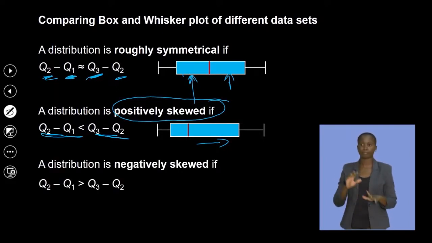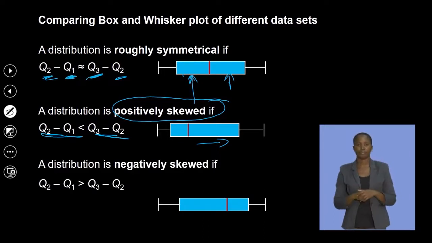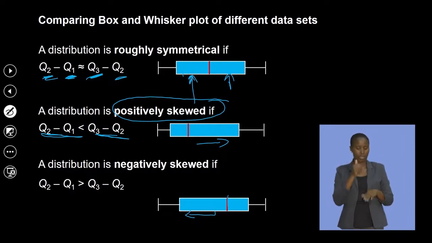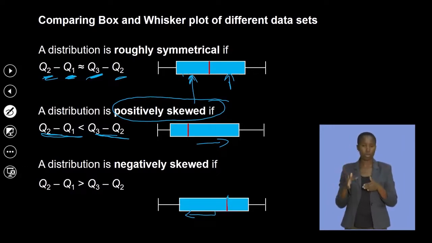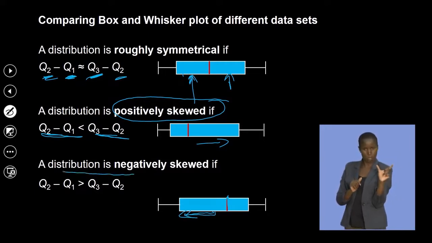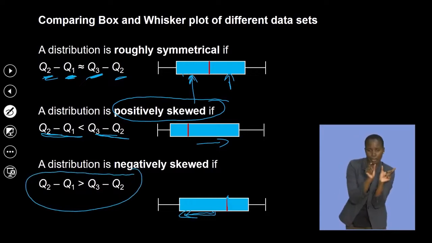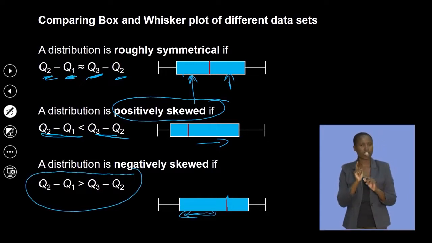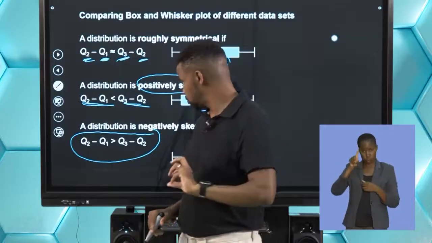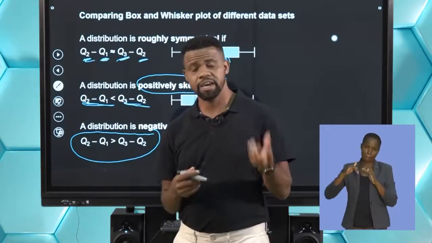Lastly, negative skewed. You can see the box after the median, the bigger side of the box is to the left. So this is negative skewed. Or you can check using your quartiles. If Q2 minus Q1 is bigger than Q3 minus Q2, this is negative skewed.